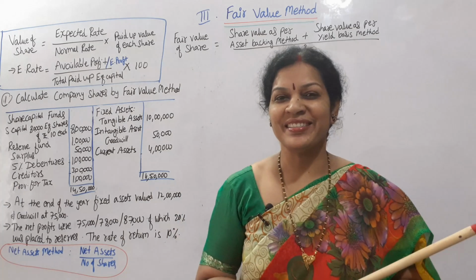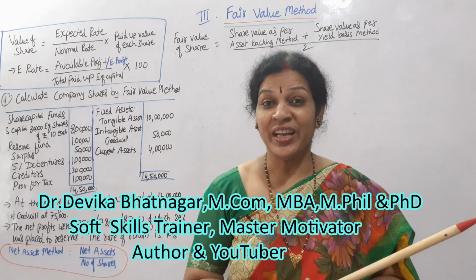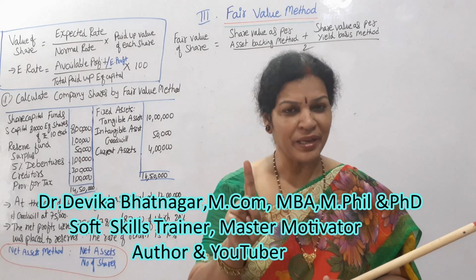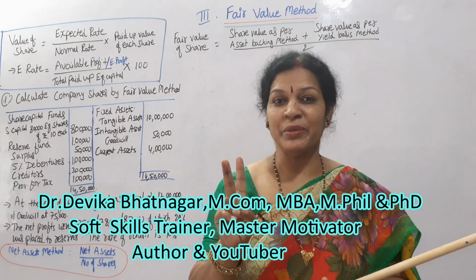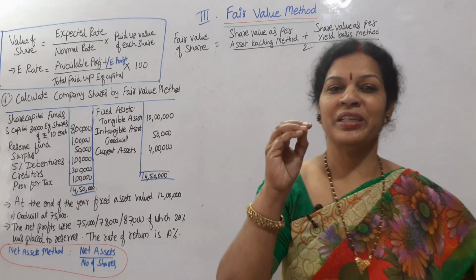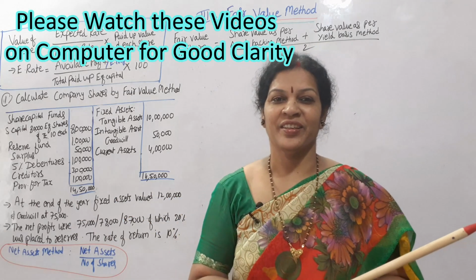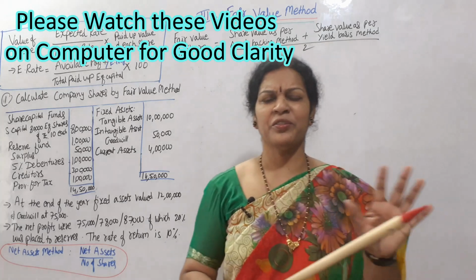So today is the last class of valuation of shares. Yes, we have seen already two methods of how to value the shares: the asset backing method, and the second one was the yield method. Hope you are perfect in both methods. If you are perfect, today is the last method, that is the fair value method. The fair value method is very simple.